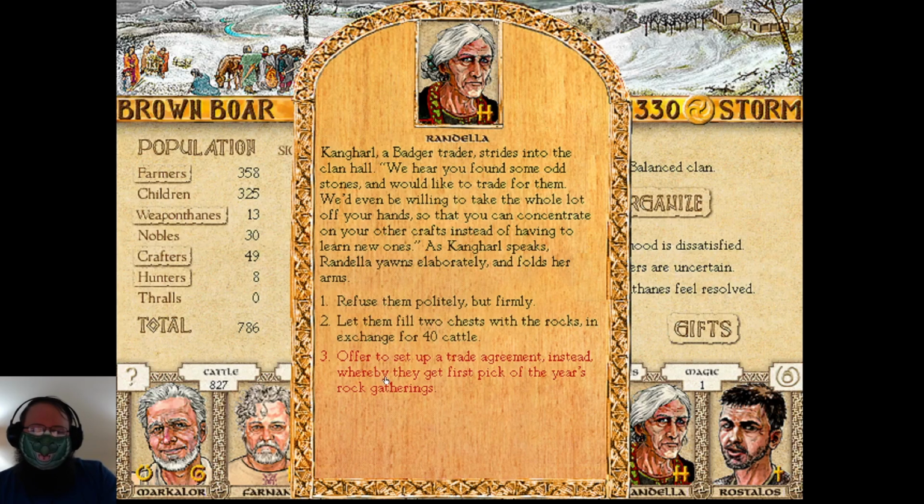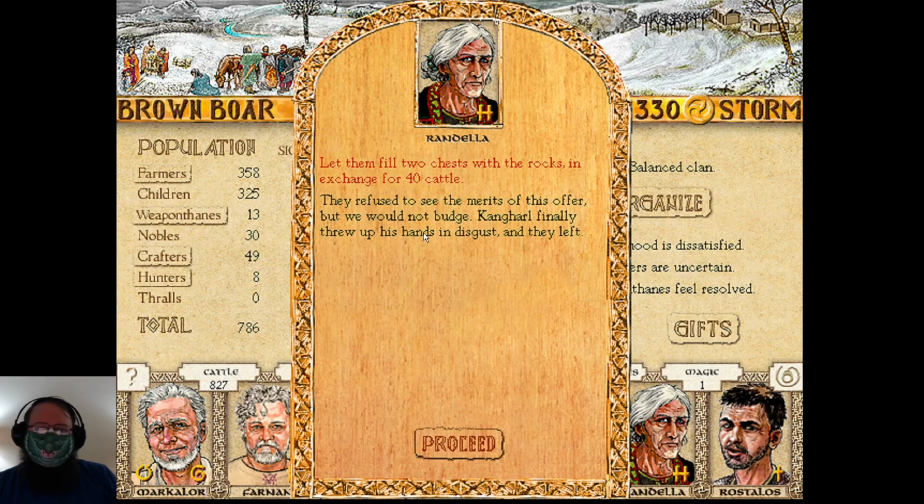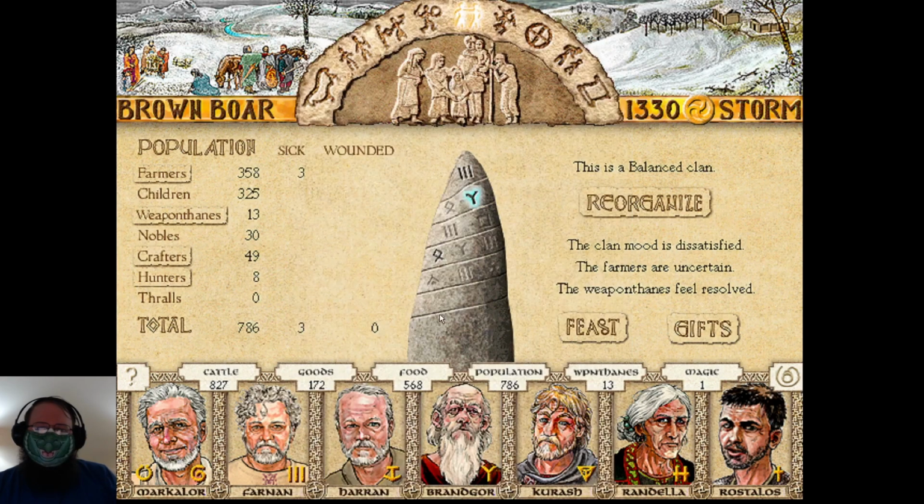Offer up trade agreements instead, and we don't get to ask what people think of us. Randala yawns elaborately and folds her arms. That gives me a bit of an idea of what she thinks of this deal. 40 cattle. This is a temporary thing. Let's go with that. But we did not budge. Finally threw up his hands in disgust and left. Okay, cool.